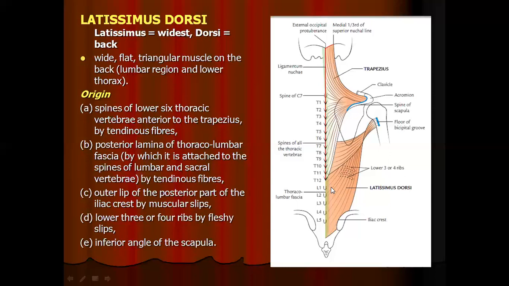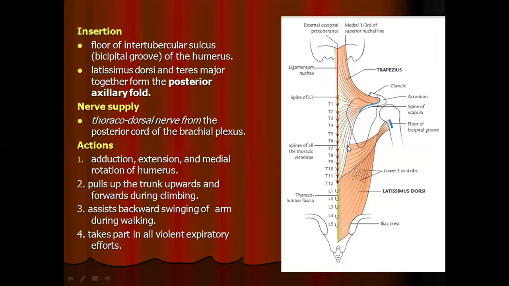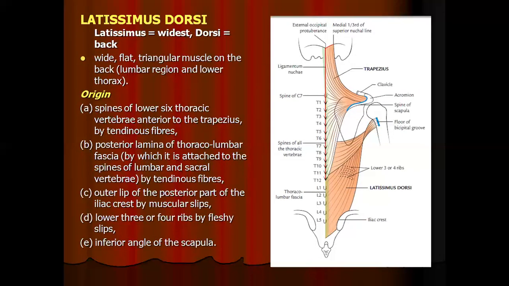by tendinous fibers. Okay. Then, this is our iliac crest. From the outer lip of the posterior part of the iliac crest by muscular slips, and lower 3 to 4 ribs by fleshy slips. Okay, this is the outline, lower 3 to 4 ribs by fleshy slips, and inferior angle of the scapula. Okay, so that was the origin.